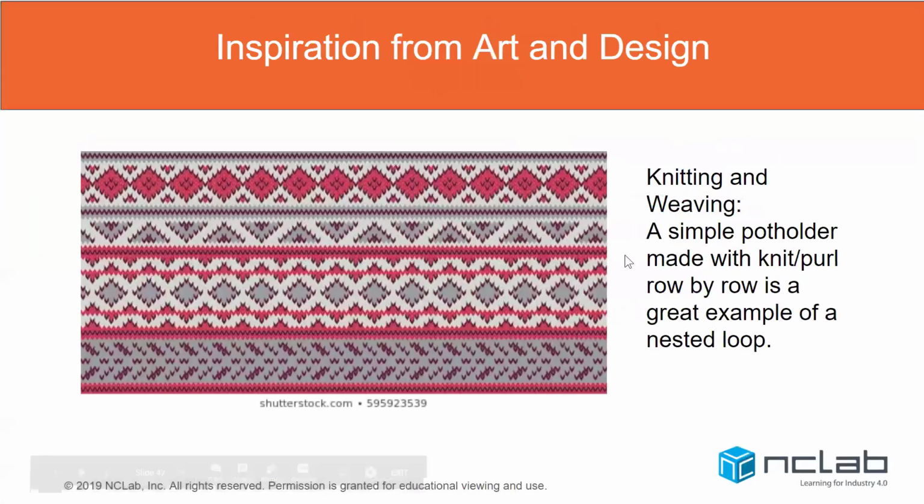Okay, so some things that are inspiring, and if you ever really want to get crazy, you can have them make a simple pot holder. Knit and purl is a repeated pattern. Knit, purl, knit, purl, knit, purl, knit, purl. And then when you go to the next row, that's your outer loop. That's a nested loop. And of course, this pattern here is a little fancier, but have them look up different knitting and weaving patterns or primitive art. Wonderful examples of nested loops.